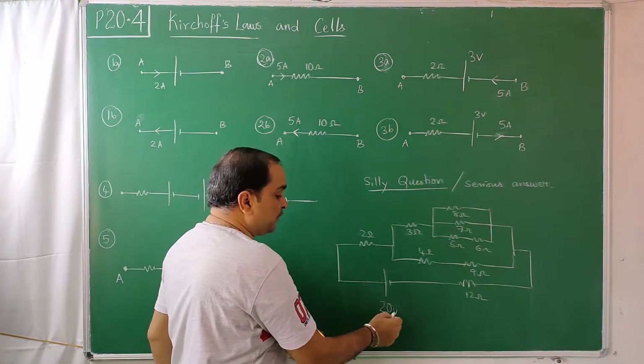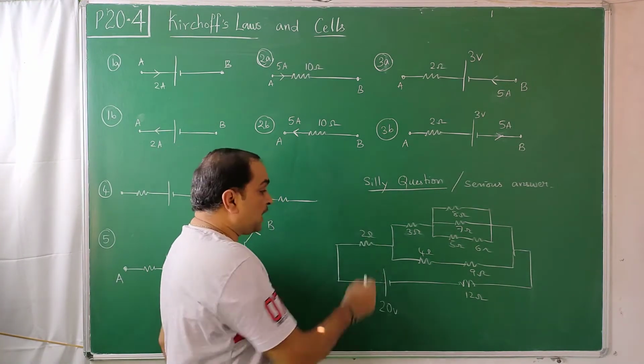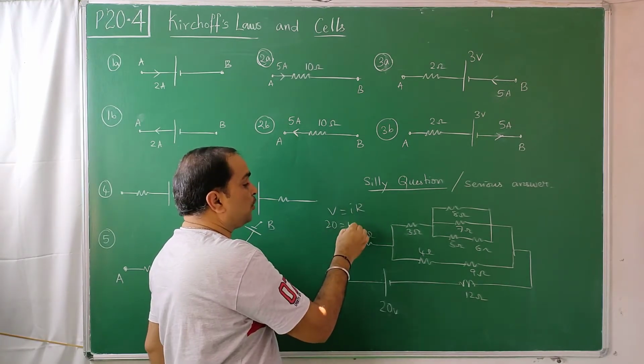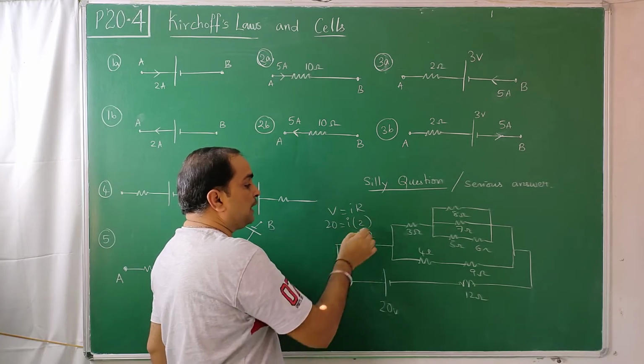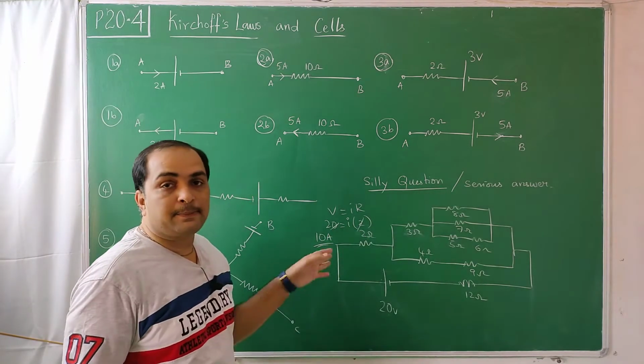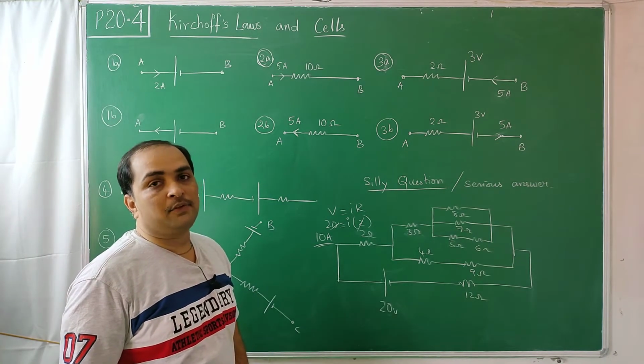I know that this is V, this is I, this is R. Why can't I use V is equal to IR and write 20 is equal to I into this 2, and get current as 10 amps? What's the mistake in this? He asked one of the students.